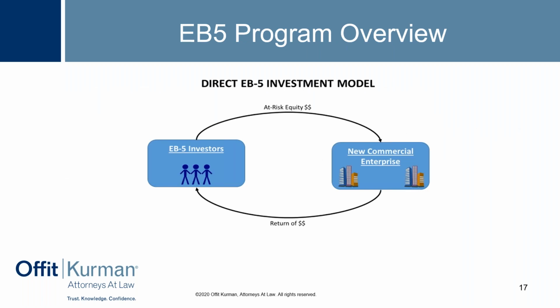Let me show you a diagram of the direct EB-5 investment model, where the EB-5 investor is starting their own business. They have to put their money at risk, venture with the immigration application, and at the end, if they can show after 2 years that they've met the criteria, then they can get their money back, and they don't have to stay invested in the project.